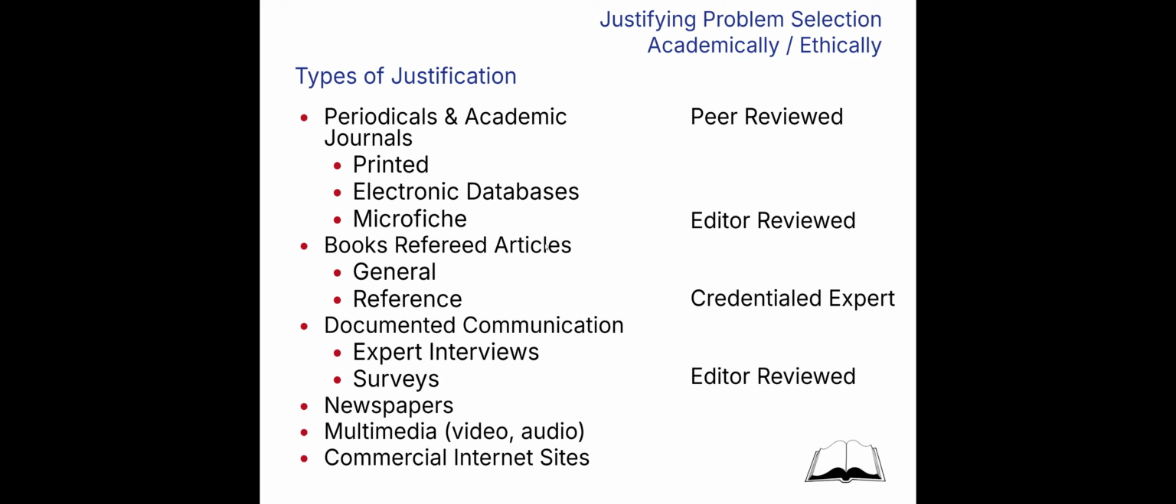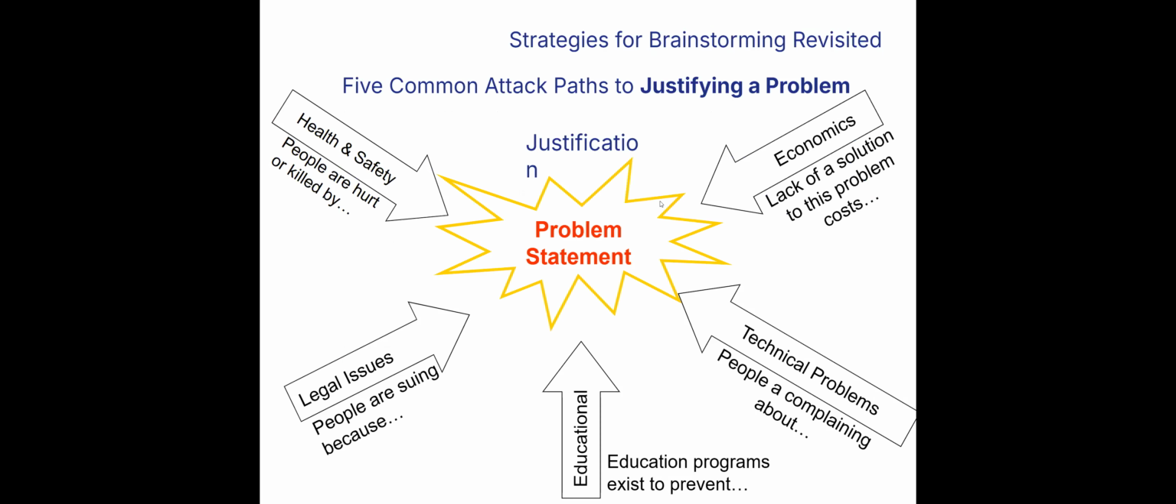So most of these first two, the periodicals, academic journals, books and related articles, are all things they're going to be finding online now, or they might go down to a university library if they have access. They might start interviewing people who are experts. Then we get into surveys, which is an entirely different subject. Newspapers, multimedia, commercial internet sites are all different places to go. And there are 5 different ways you can justify a problem.